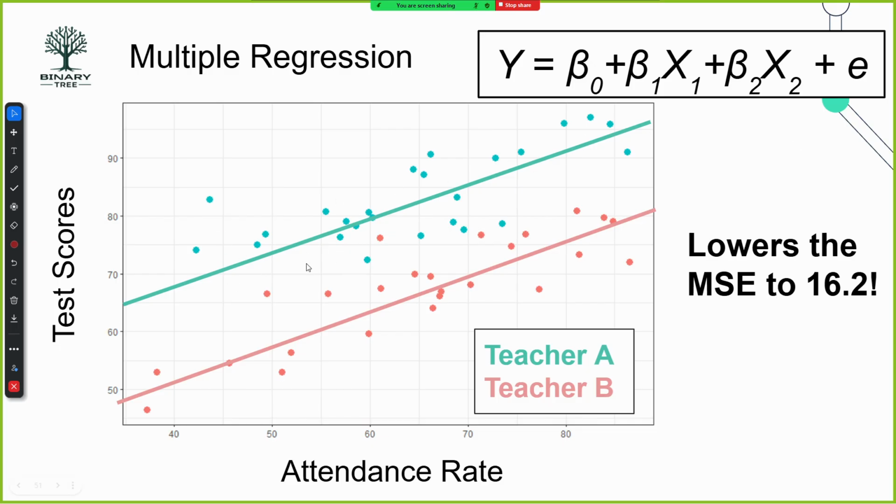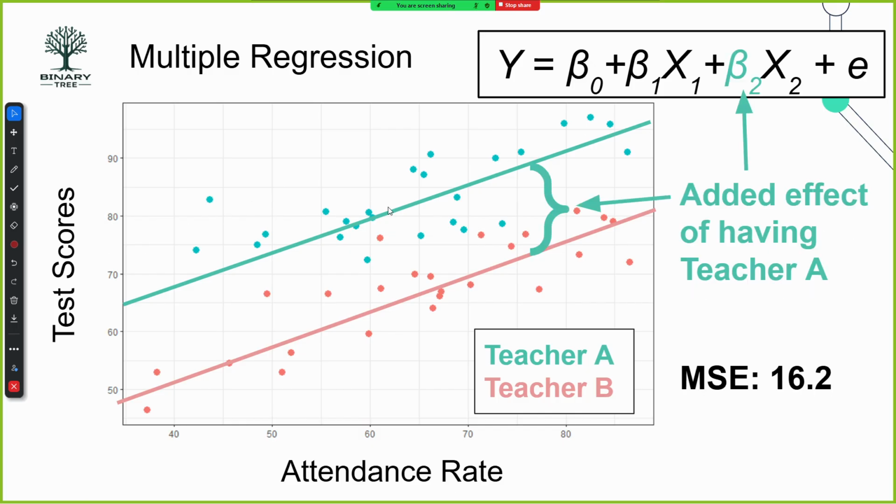We see that teacher B is scoring lower than teacher A at a given score. So if we now try and predict based on the fact of which teacher they have, the MSE, the error, gets lowered to 16.2 because these different lines represent the different teacher predictions. Isn't that amazing? So the added effect of having teacher A, which is this beta 2 variable, tells us that if they have teacher A, then they're going to get some kind of bump in their score.